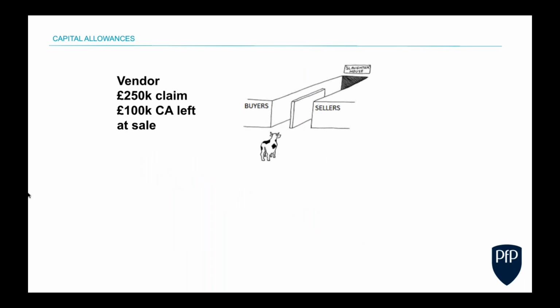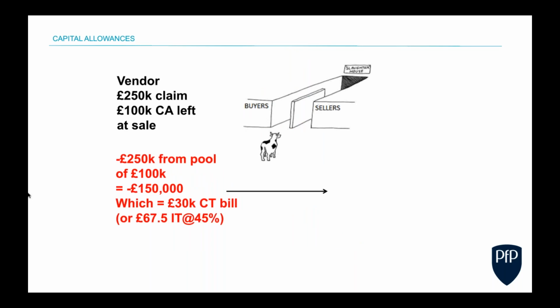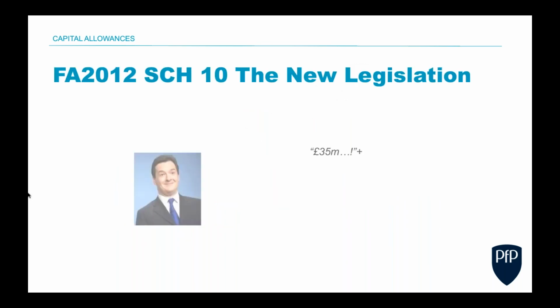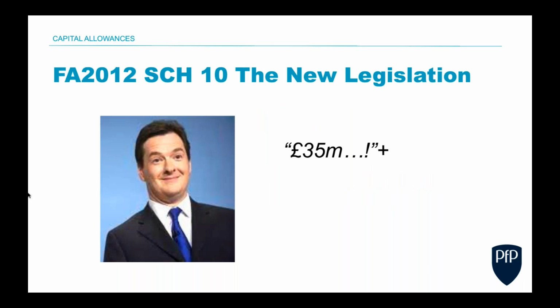What does this mean in monetary terms? Well, minus 250 from a pool of 100k equals minus 150. So 30k in corporation tax to the vendor, or 67,500 pounds in income tax, plus also the loss of 100k's worth of capital allowances. The purchaser gets absolutely nothing. HMRC takes £250,000 worth of relief out of the system, potentially netting 30k's worth of corporation tax at the same time. As you can see, Mr. Osborne was looking a lot happier.